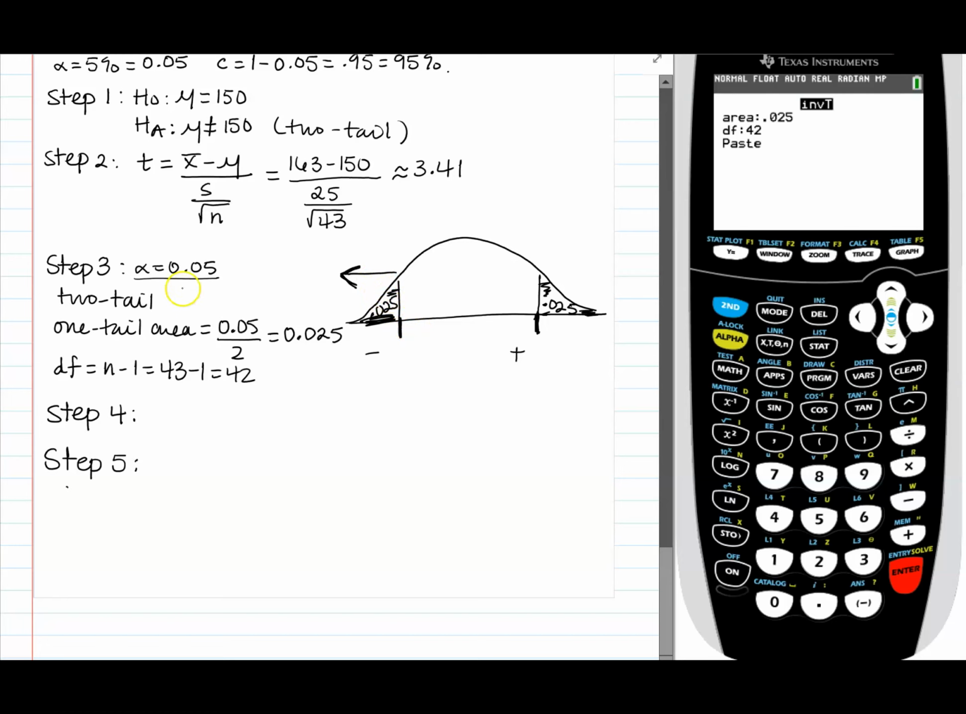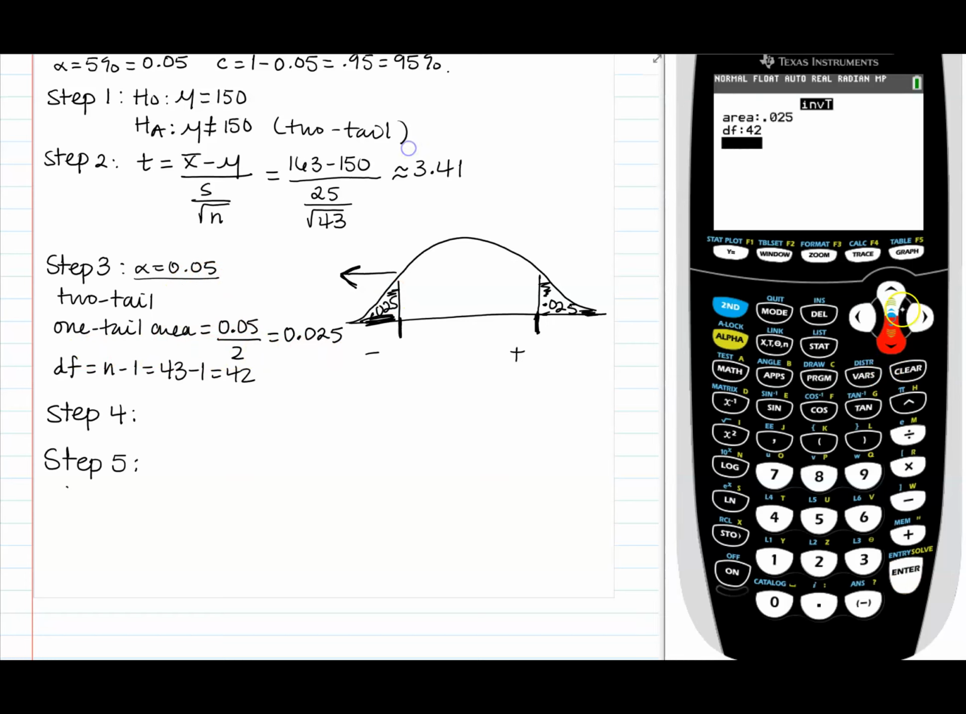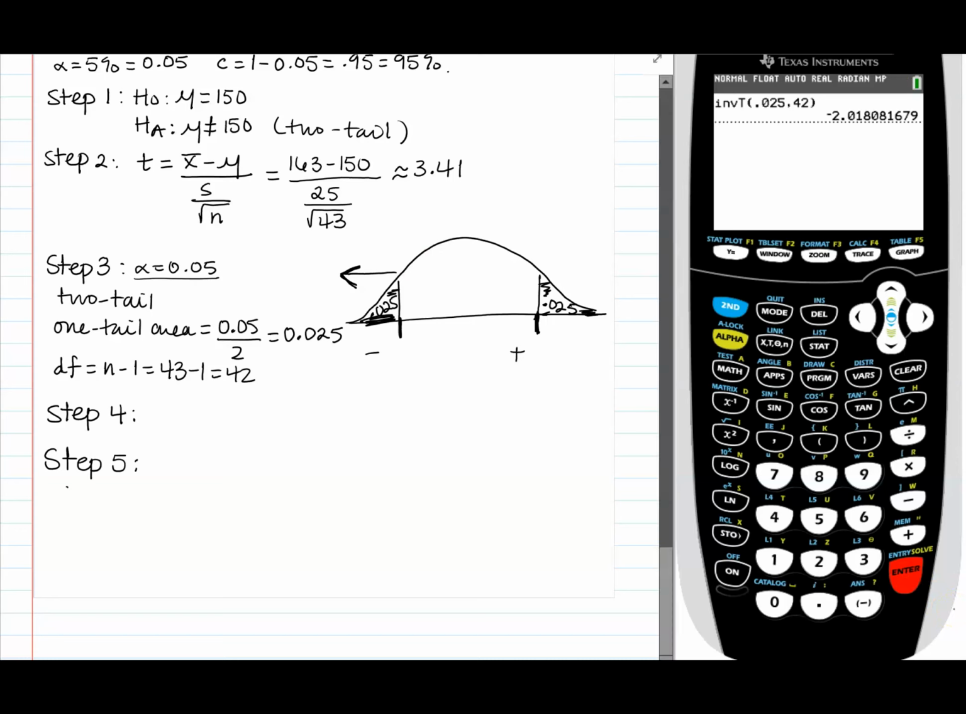Remember, we split that 0.05 into 2 for the two tails. Our degrees of freedom is 42. We hit enter on paste. It pastes that function into the calculator for us. And then it gives us our negative critical value, which I will round to 2 decimal places, of negative 2.02. So our second critical value is a positive 2.02.